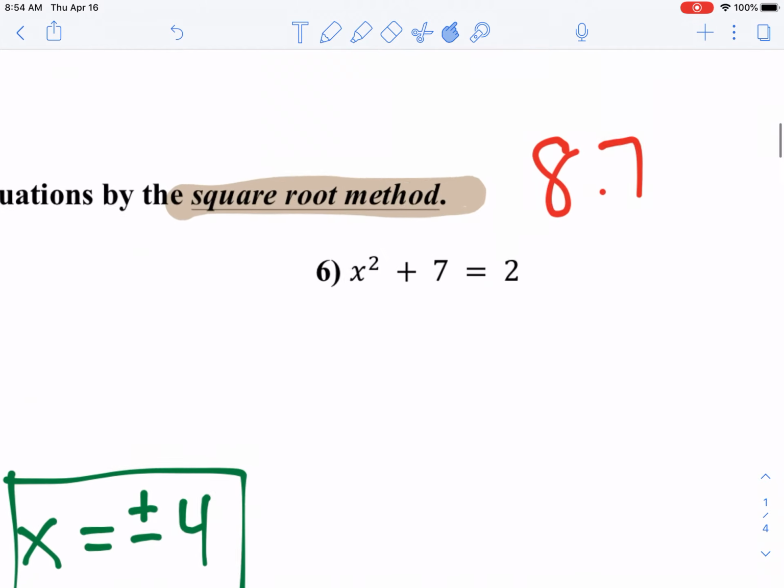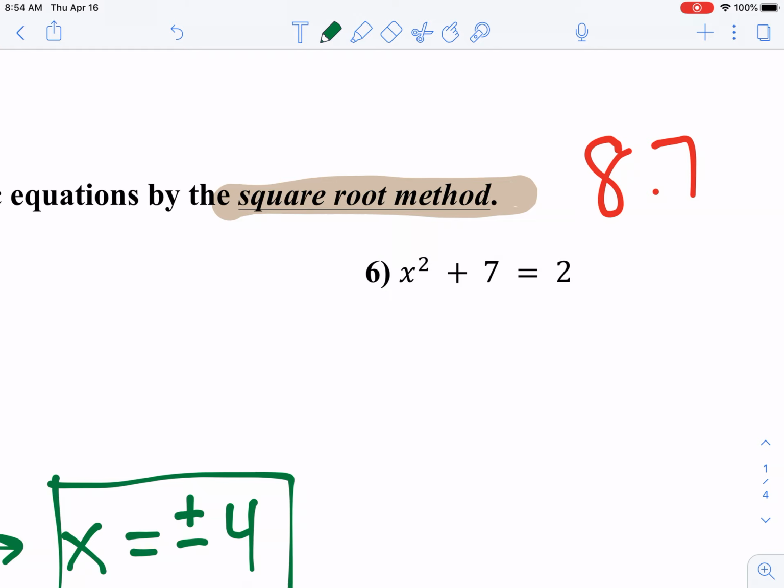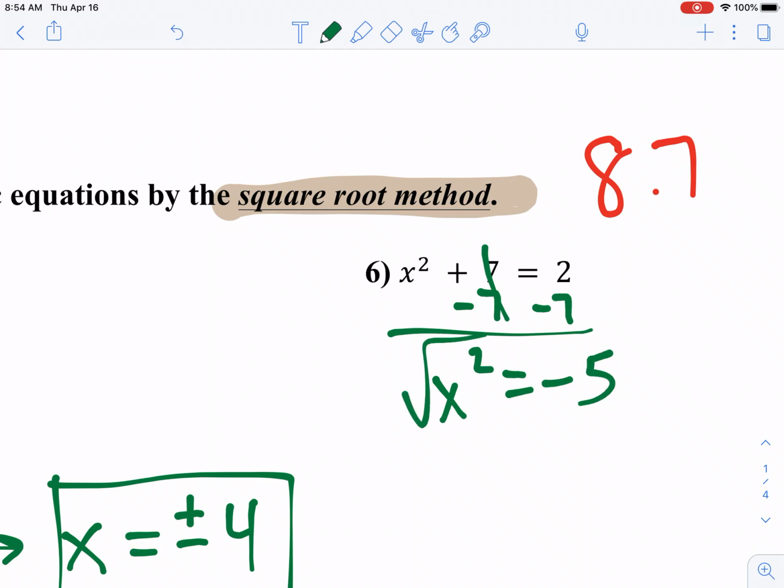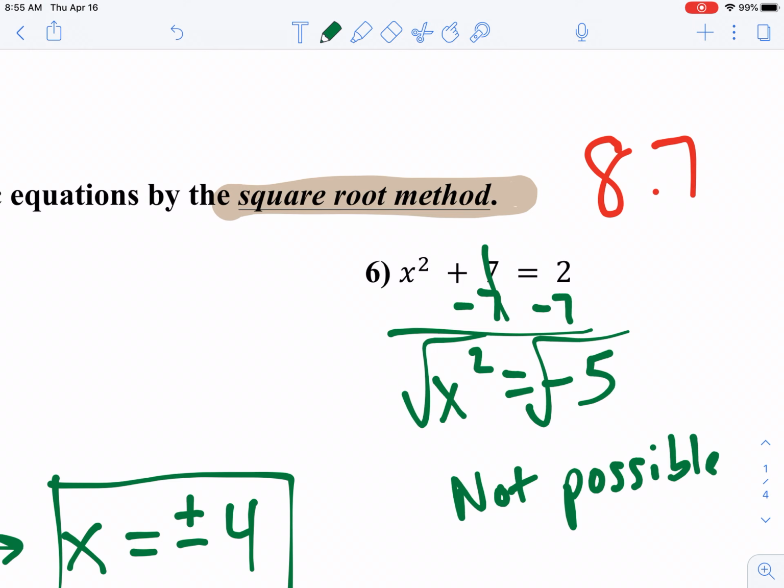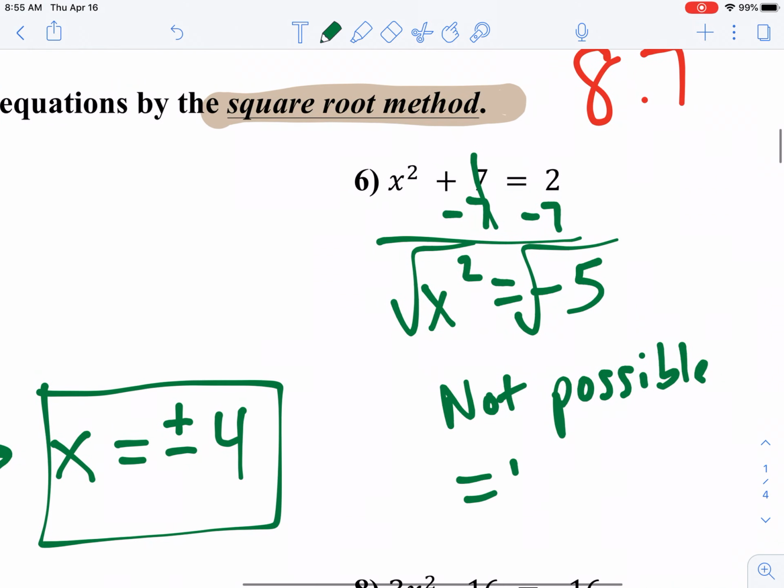Real quick, this one is a simple one. If you subtract 7, you get x squared equals -5, and then you try to square root a negative number. Remember, you cannot square root a negative number. If you ever get a negative number and you're square rooting it, there's no solution.